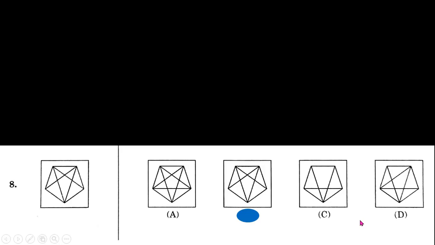Since we need to choose the answer figure which exactly matches in all respects to the question figure, option D or answer figure D cannot be the right answer for this question. And hence we have chosen the answer figure B as the correct answer for question number 8.